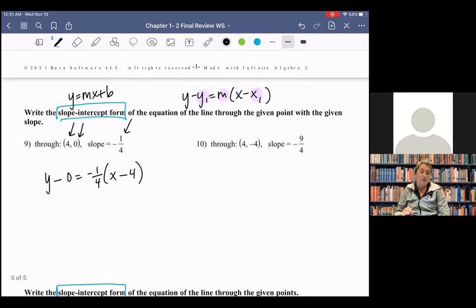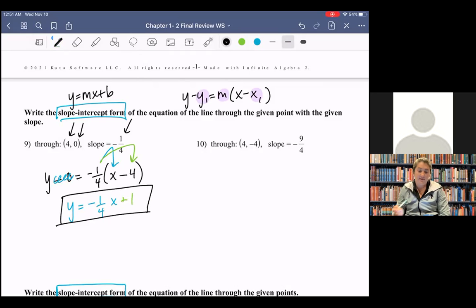Okay, so I've got it written in point slope form, but it asked me to go to y equals mx plus b, so I need to keep going. The -0 doesn't really matter, I don't need to write it. So y equals, let's distribute the -1/4 x. -1/4 times x is -1/4 x, and then -1/4 times -4. Remember that secret I told you about? If the bottom of the fraction and the number you're multiplying by match, they cancel out. So -1/4 times -4 is +1. So my answer will be y equals -1/4 x plus 1.